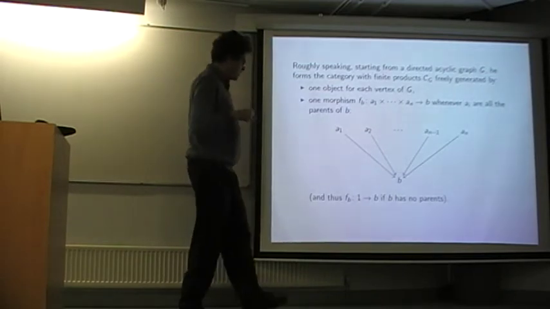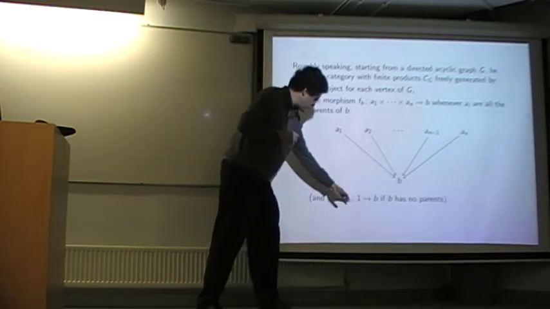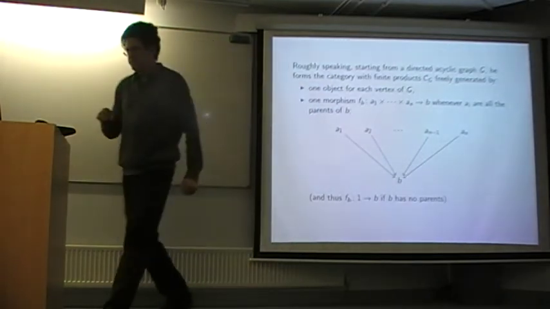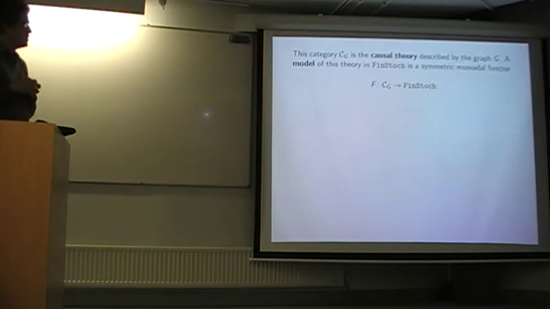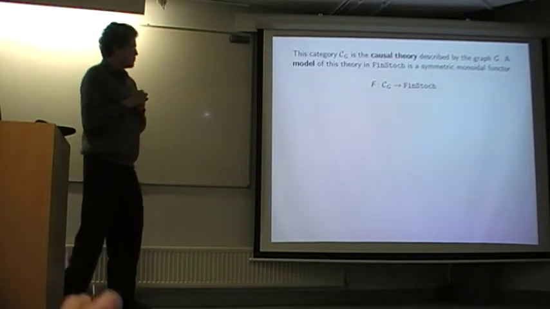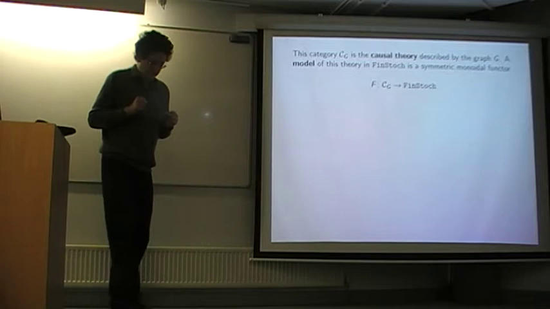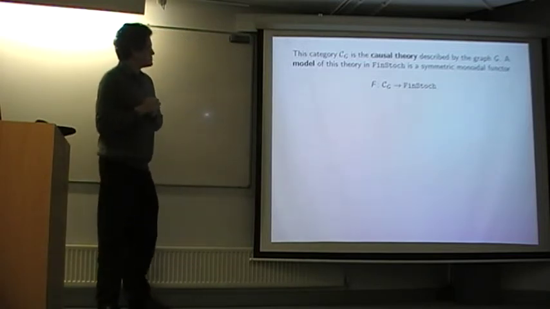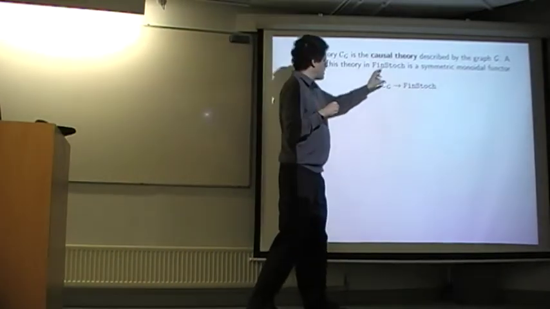And in particular, if there are no parents, if you have a node that has no edges going to it, that means a morphism from the product of no things. So that's called the terminal object. Notice that subtlety. And so that's what he calls the causal theory described by that graph. So it's a theory in the sense of Lawvere, who liked to think of theories as being categories.